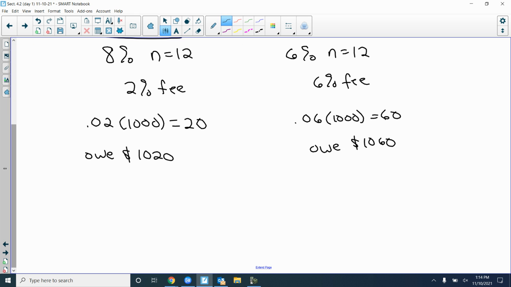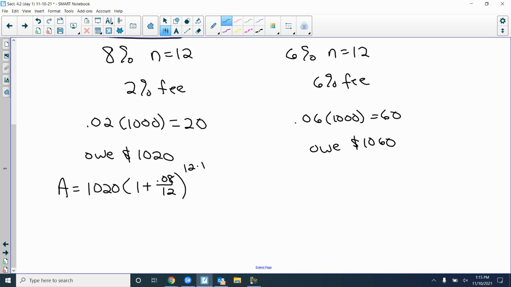Now, I don't think the problem was worded great. It wasn't worded horribly, but I think there's a little bit of confusion here. So basically, you're going to say the amount will be 1,020 after 1 year times 1 plus 0.08 divided by 12 to the power of NT, but T is 12 months, which is 1 year.